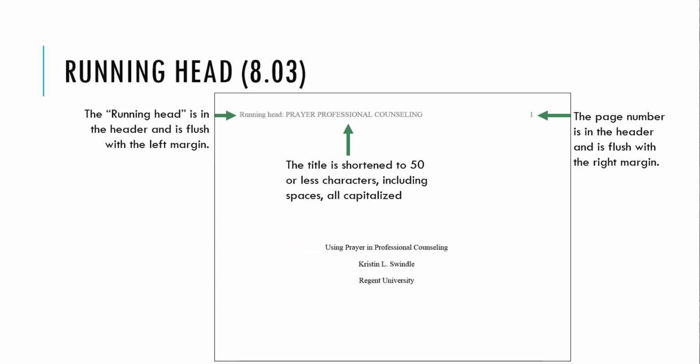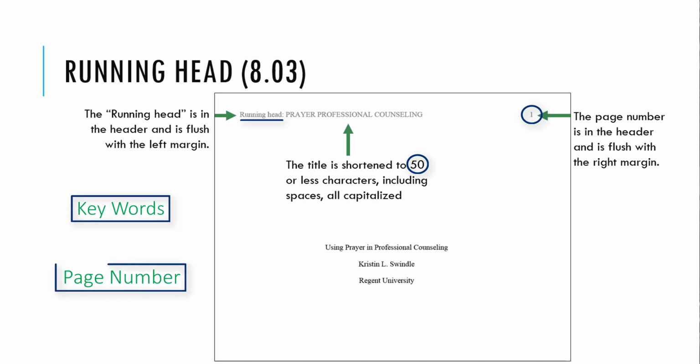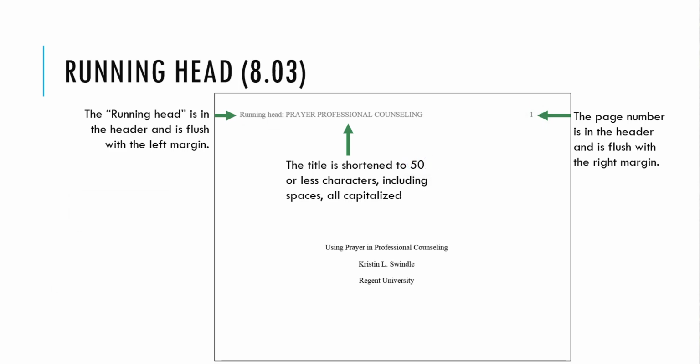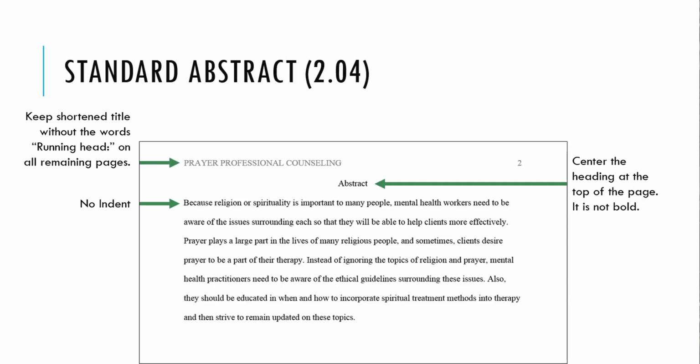In the header space of the title page, you must include the words running head, followed by the key words of your title in all caps and a page number in the top right-hand corner of the page. The key words in the running head should not exceed 50 characters, including spaces. On the subsequent pages of your paper, only the keywords should appear in the header space along with a page number. For detailed information on how to format the running head in Microsoft Word, please see our other APA tutorial videos.